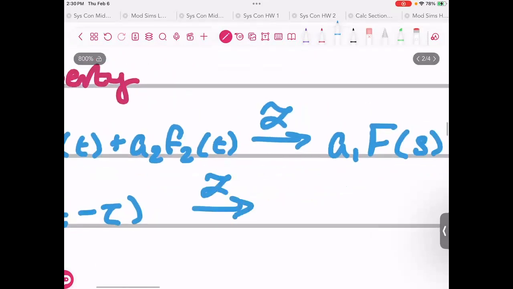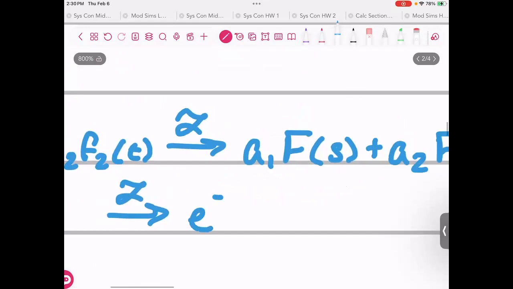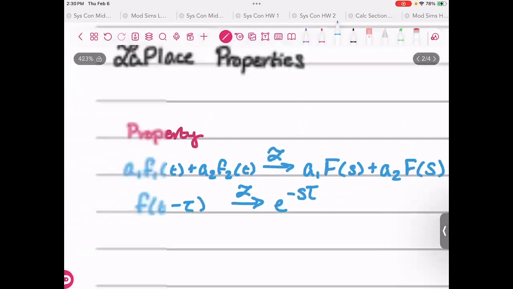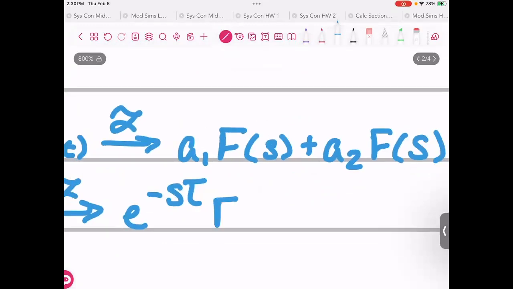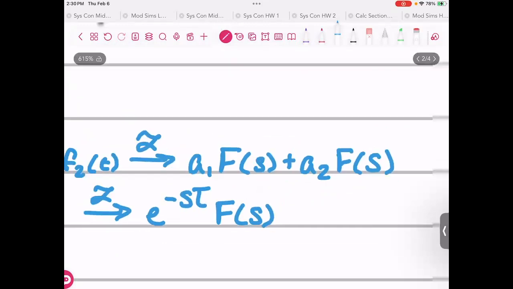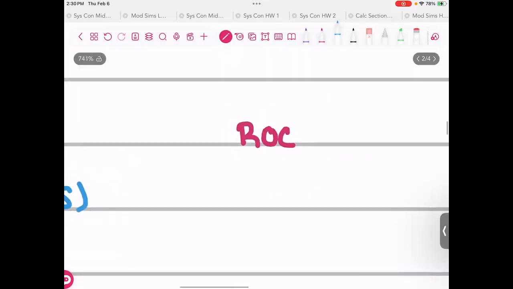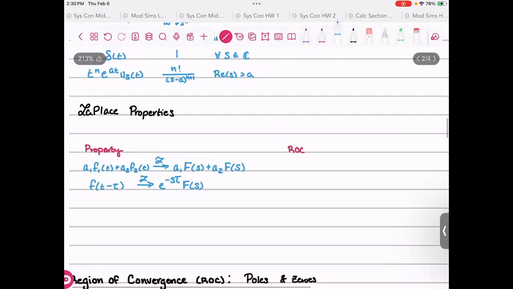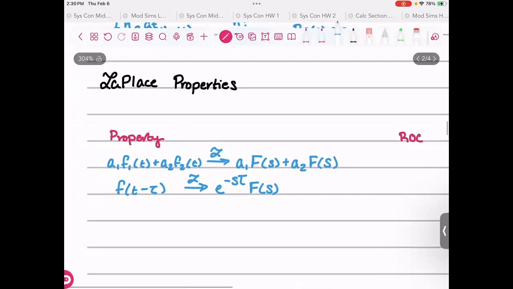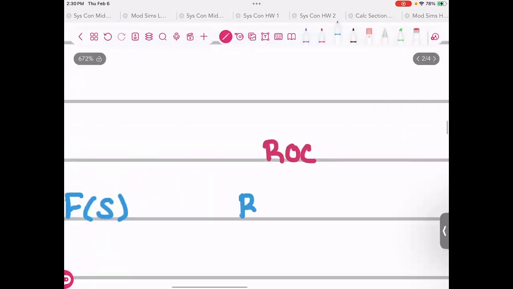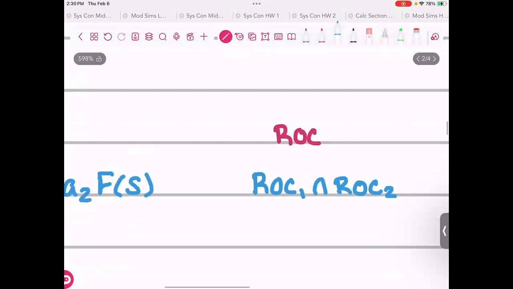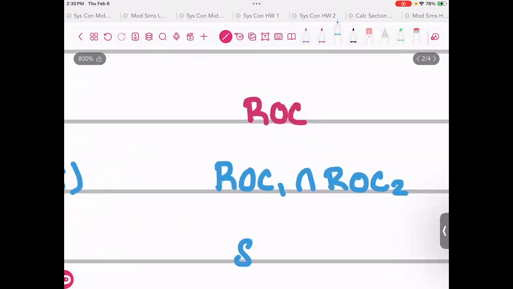becomes e to the negative s tau times F of s, so you just kind of multiply by that e. Then I forgot to mention here the region of convergence for when you're adding multiples of different Laplace transforms is the intersection. So ROC1 intersects with ROC2, and then for that shift, it does not change. So we'll just put the same.